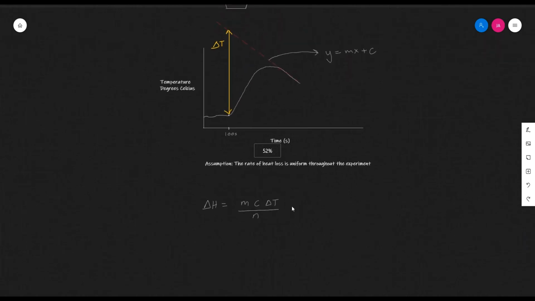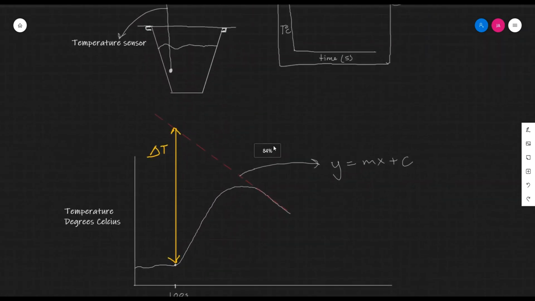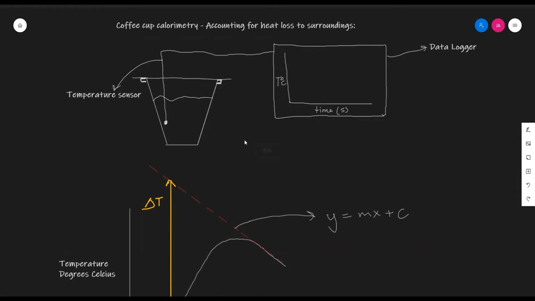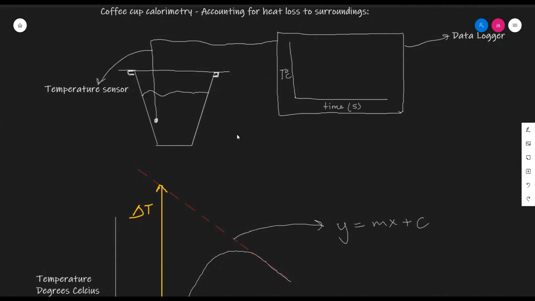The major source of error in this setup of apparatus, the coffee cup calorimetry, is heat loss to surroundings. We can account for some of the heat loss to surroundings to produce a much closer value to the theoretical value for the enthalpy change of reaction. This can be done by using a temperature sensor instead of a mercury thermometer, which can be connected to a data logger. The data logger will log the temperature of the solution before, during, and after the reaction versus time, as seen in this graph here.